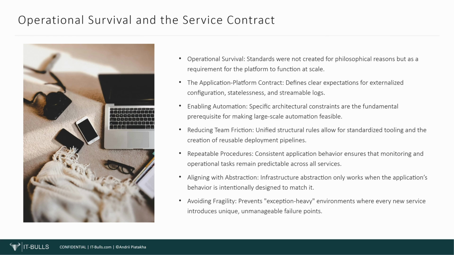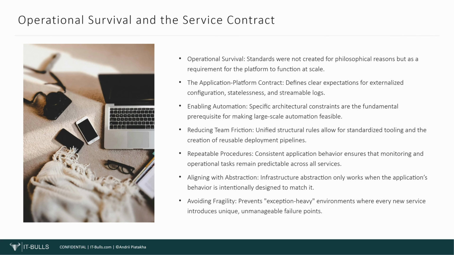Architectural standards also reduce friction between teams. When every application follows the same structural rules, tooling can be standardized. Deployment pipelines become reusable. Monitoring becomes consistent. Operational procedures become repeatable. Without standards, every new service introduces new exceptions and the platform becomes fragile.